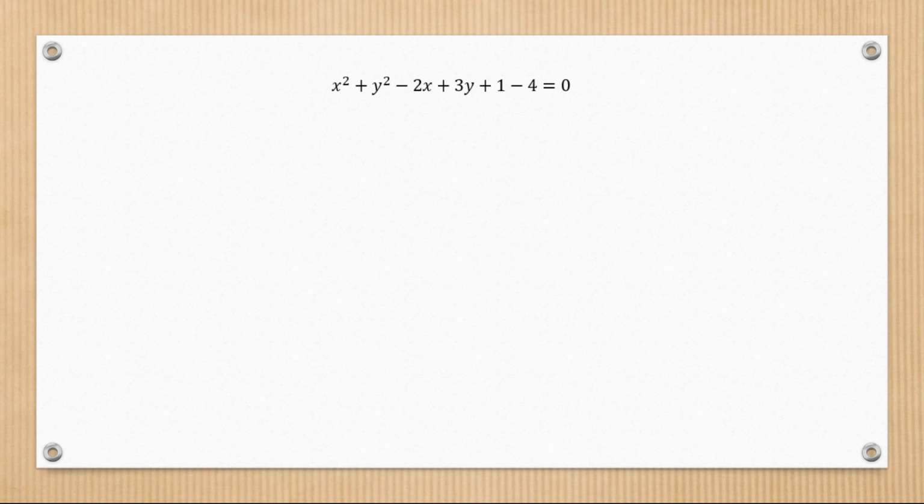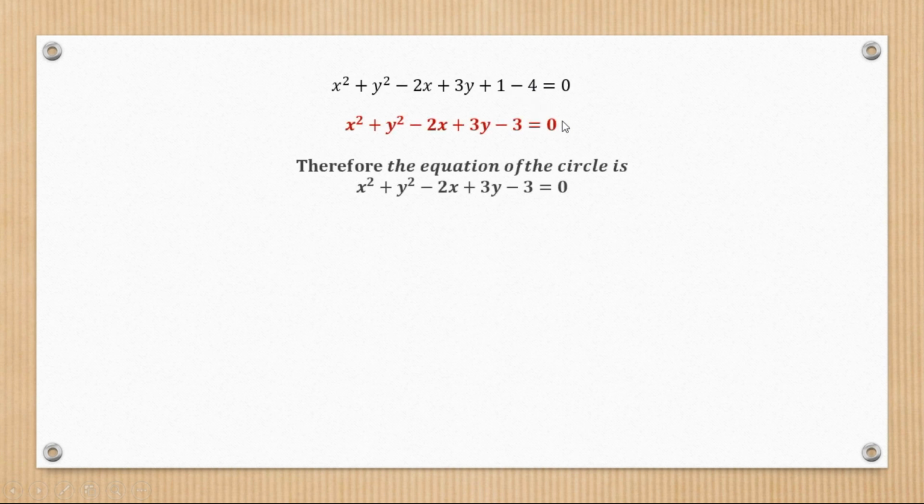So now when I subtract 9 over 4 minus 25 over 4, I'll have a negative 4. So 1 minus 4 shall give me negative 3. And therefore the equation of the circle is x squared plus y squared minus 2x plus 3y minus 3 being equal to 0. And that is the answer.